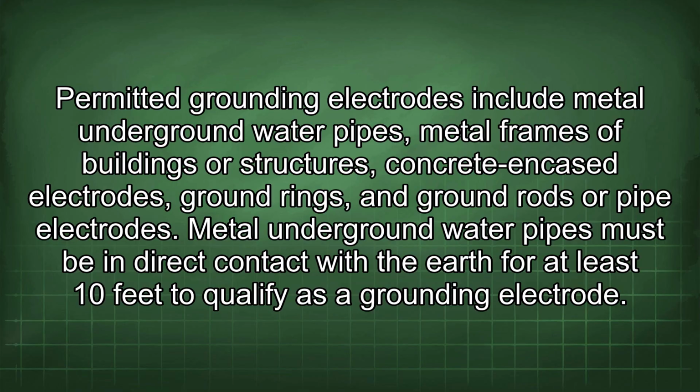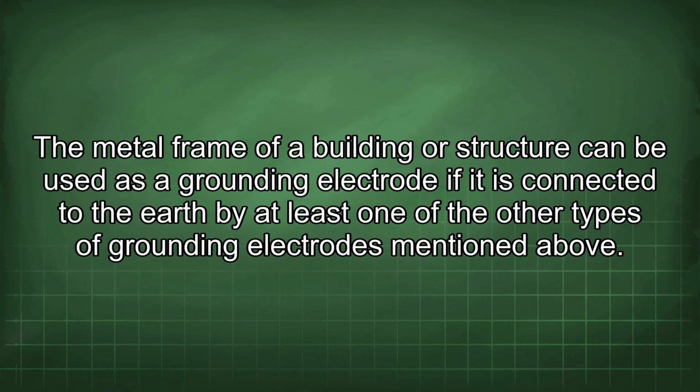Metal underground water pipes must be in direct contact with the earth for at least 10 feet to qualify as a grounding electrode. The metal frame of a building or structure can be used as a grounding electrode if it is connected to the earth by at least one of the other types of grounding electrodes mentioned above.